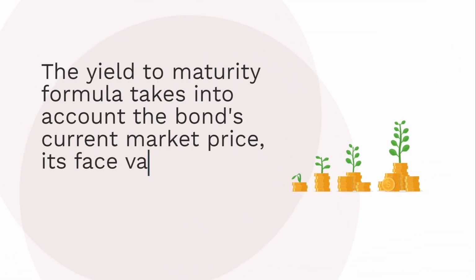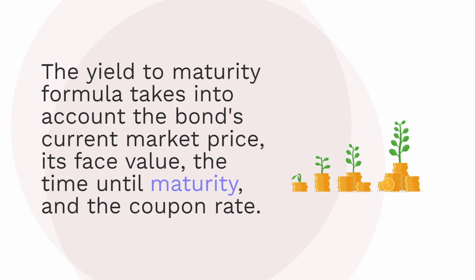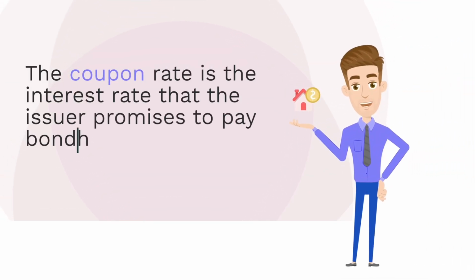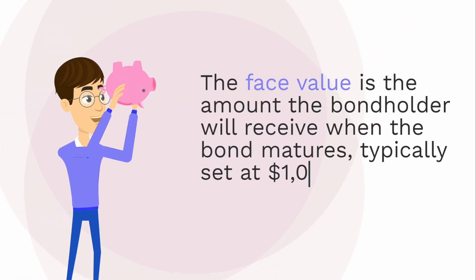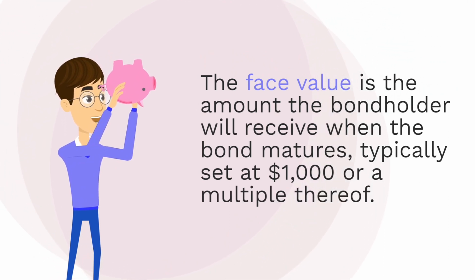The yield to maturity formula takes into account the bond's current market price, its face value, the time until maturity, and the coupon rate. The coupon rate is the interest rate that the issuer promises to pay bondholders, usually expressed as an annual percentage of the bond's face value. The face value is the amount the bondholder will receive when the bond matures, typically set at $1,000 or a multiple thereof.